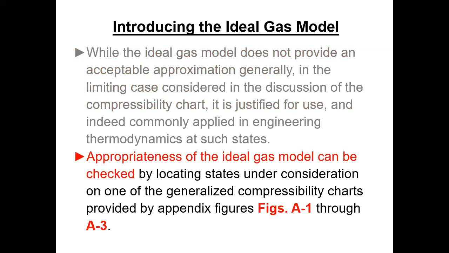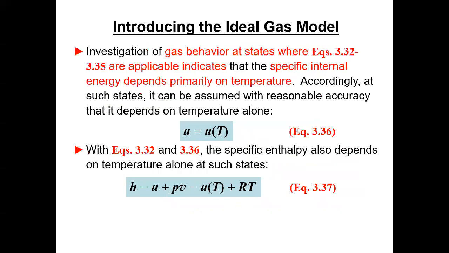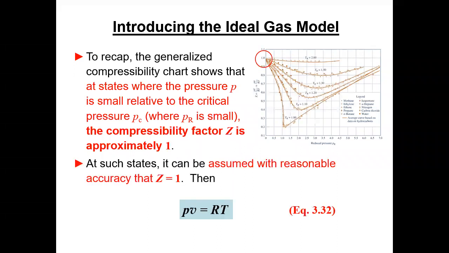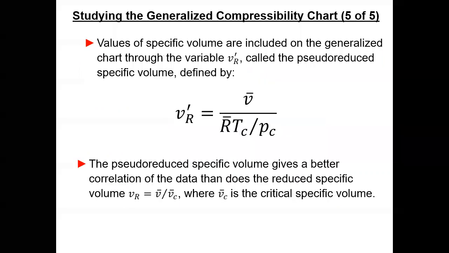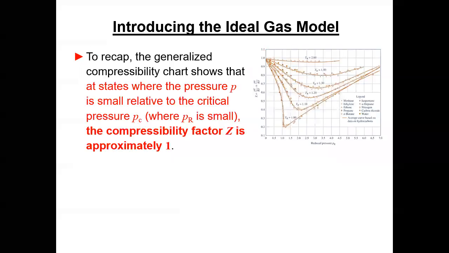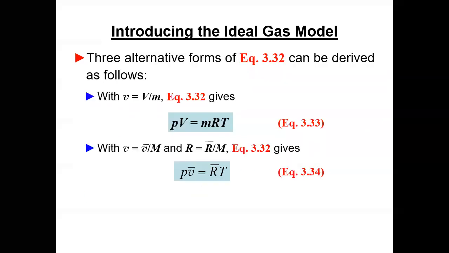Appropriateness of the ideal gas model can be checked by locating states under consideration on one of the generalized compressibility charts provided in appendix figures A1 through A3. So please do review those figures. They're just better versions of a compressibility chart like that. The regions are broken down and it's expanded out. And they also have these pseudo-reduced specific volume lines on it as well, whereas this chart doesn't. Just for simplicity, they've left it off.